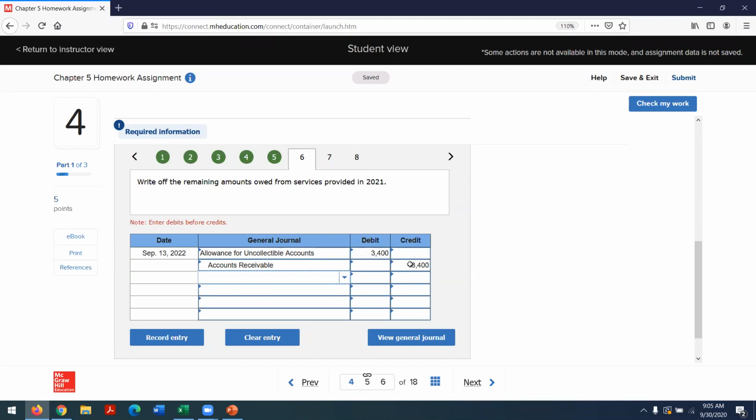We created an estimate allowance for uncollectibles back at the end of 2021 because we knew this was going to happen. So we created a debit to our bad debt expense. So we wrote these expenses off back then. We knew this was going to happen. That's why we create this allowance for uncollectibles. So when we do write off individual accounts, it's not going to affect our overall net realizable accounts receivable.